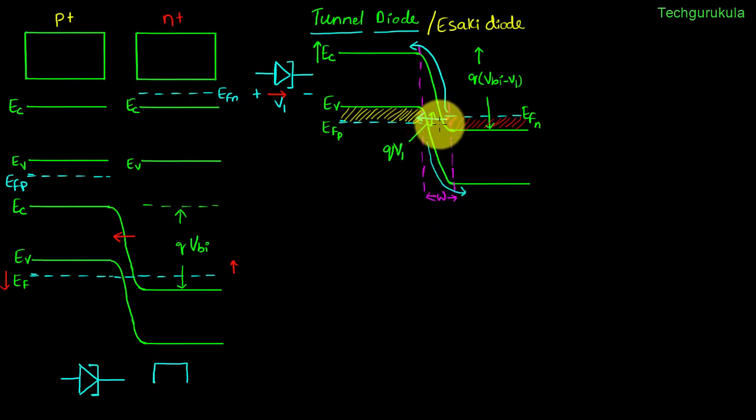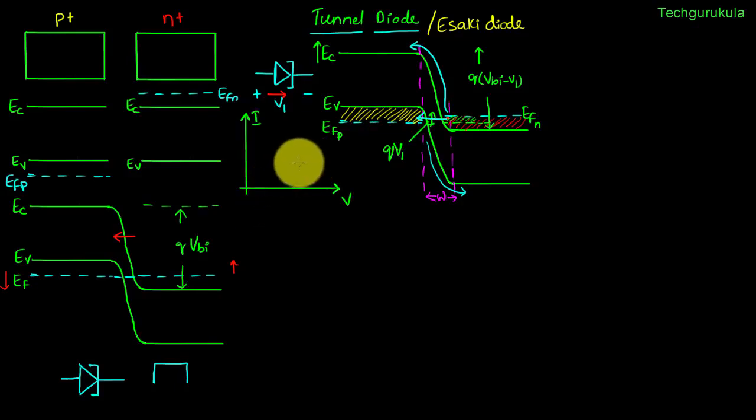And this phenomenon is called tunneling. And as now there are quite some electrons, let's say above this Fermi energy level of EFP, these many electrons can actually see these empty states on the other side and can flow. So there are quite a bit of electrons which can flow. So there would be current flow in this case.